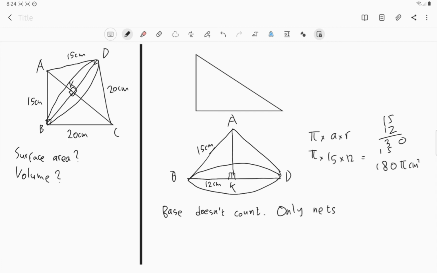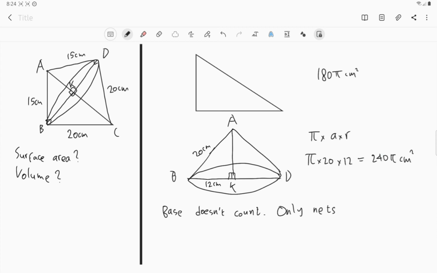Now after this we are going to find the surface area of the bottom part. Let me place it here. So what is the surface area of the bottom part? It's the same, but we just change this into 20 centimeter. So it's P times 20 times 12. What is that? It's 240 P centimeter squares.